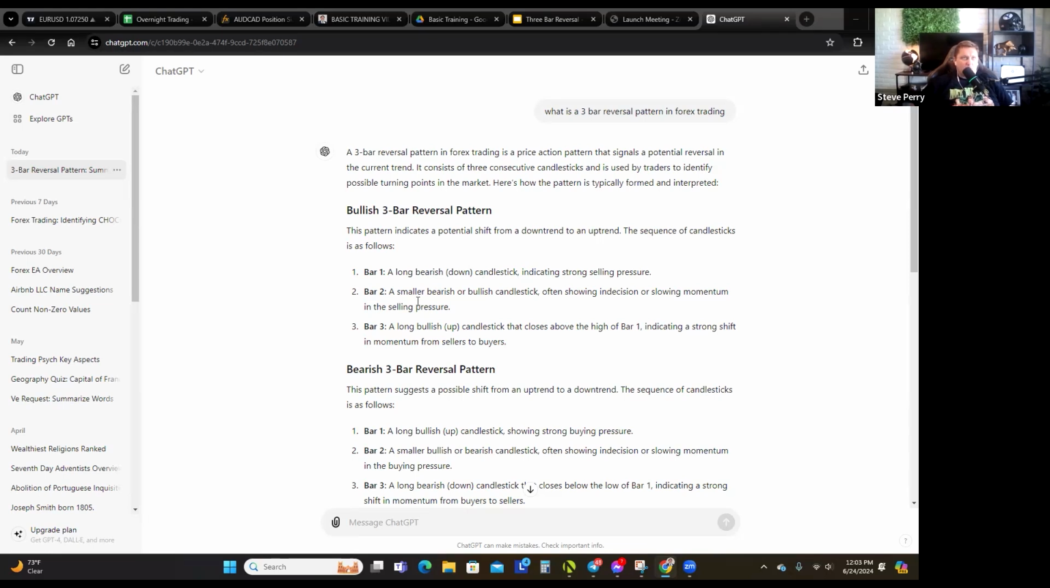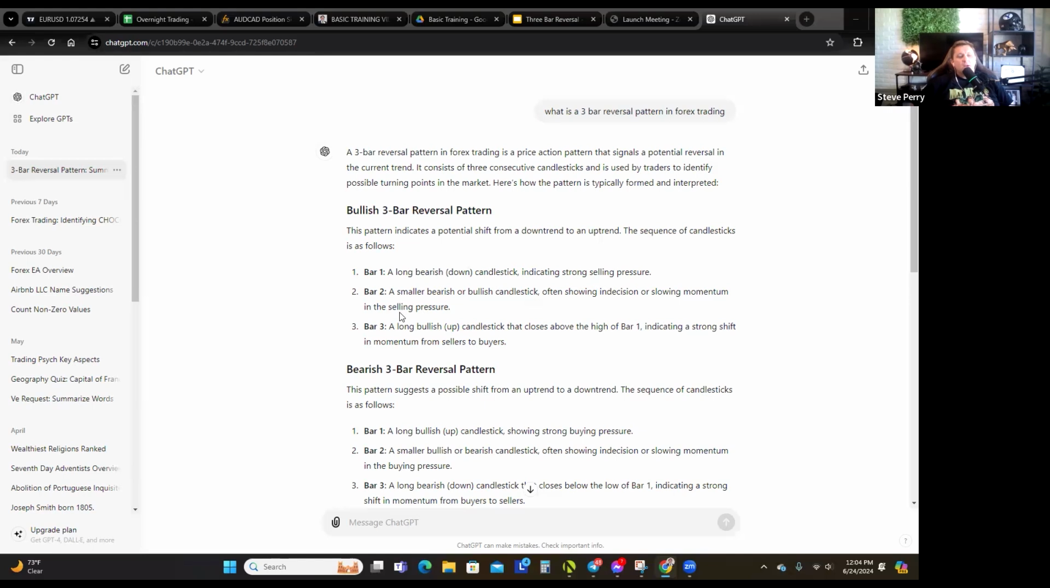Bar two tells us some more information. Bar two says a smaller bearish or bullish candlestick, often showing indecision or slowing momentum in selling pressure. So bar two, like I said, is also bearish. I guess they're saying or bullish candle, often showing indecision or slowing momentum in the selling pressure.